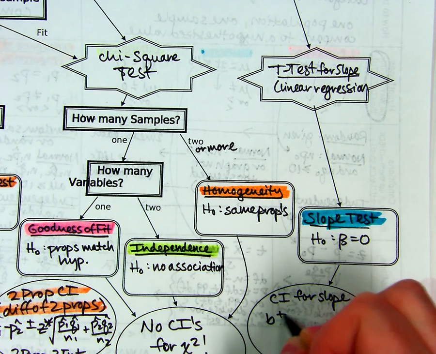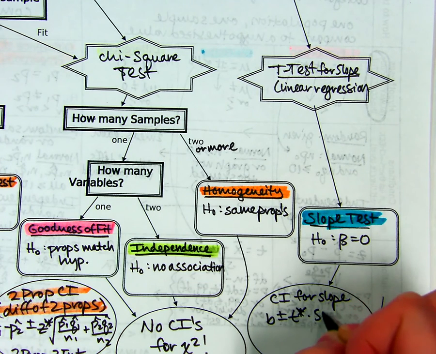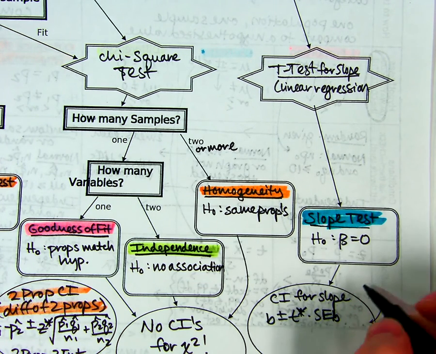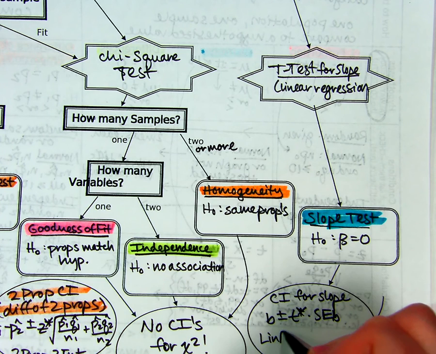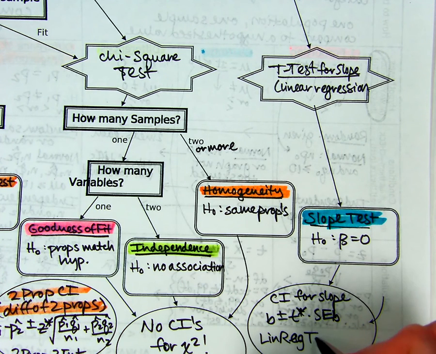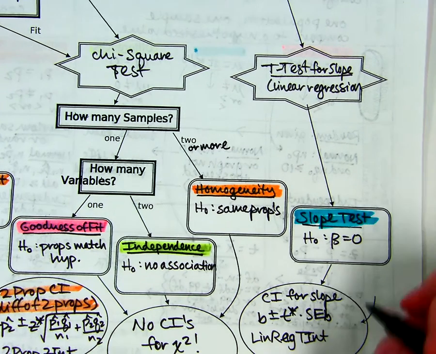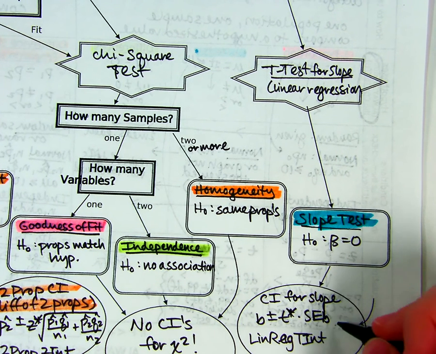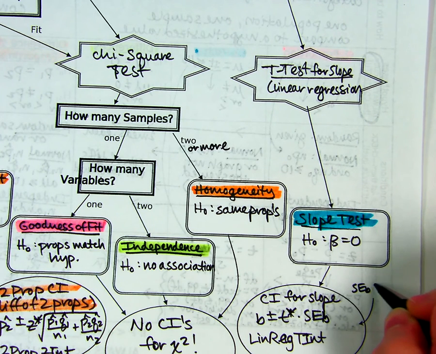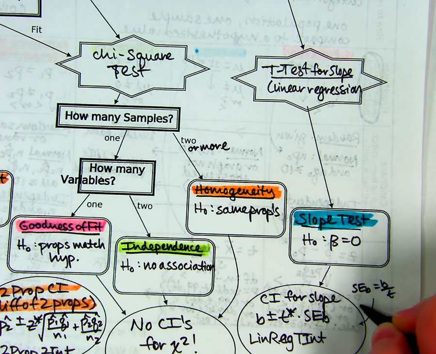And that is B plus or minus t star times SE_B. And SE_B usually would be given in the computer output. Officially, there is a LinRegTInt on the calculator, but again, I really doubt you would need it. It's only on the 84. And then this little side arrow is if you don't have computer output, which I don't think they're going to do to you, but you never know, and you're trying to find SE_B, you could find SE_B by doing B over T after you do your LinRegTTest.